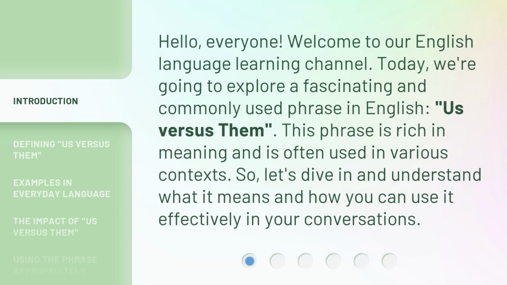Today, we're going to explore a fascinating and commonly used phrase in English, us versus them. This phrase is rich in meaning and is often used in various contexts. So, let's dive in and understand what it means and how you can use it effectively in your conversations.